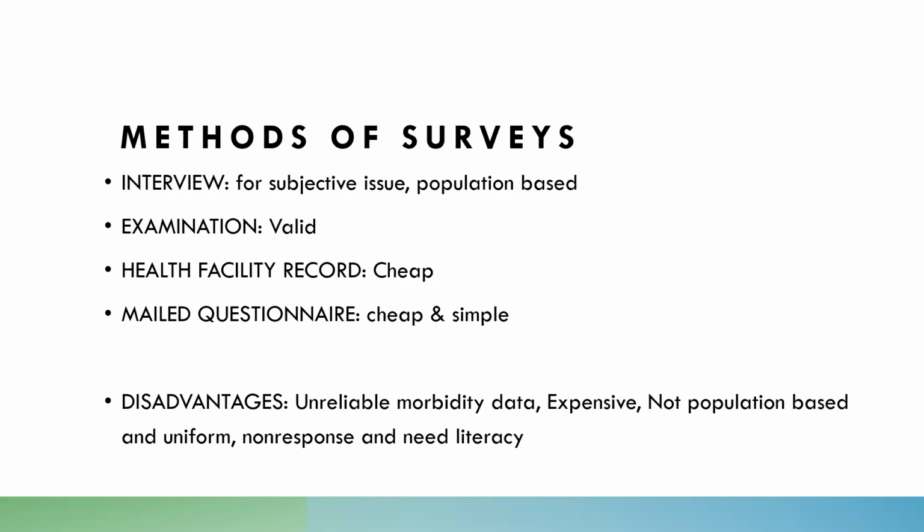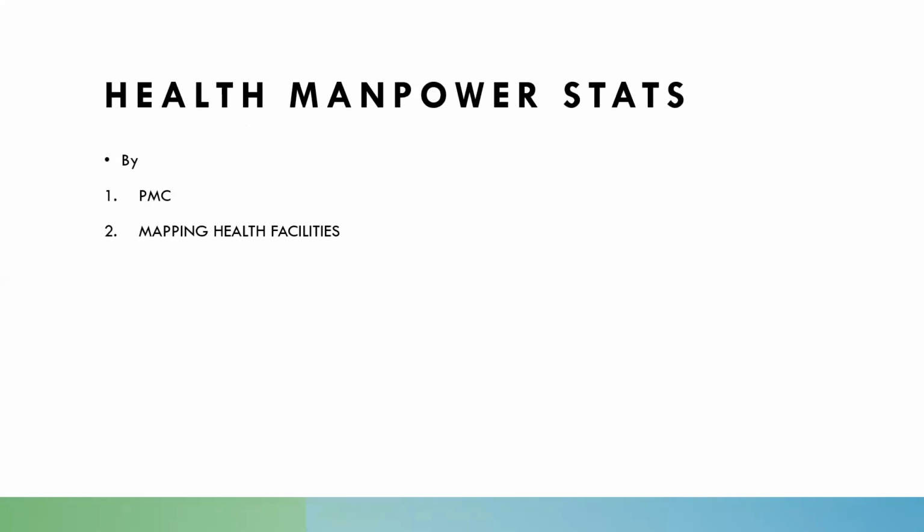But there are some disadvantages. For interviews, there is a chance of unreliable morbidity data. Examination data, although valid, is expensive. Health facility records are cheap, but not population based and uniform. And mailed questionnaires are cheap and simple, but the non-response rate is high, and literacy is also needed for performing such surveys.